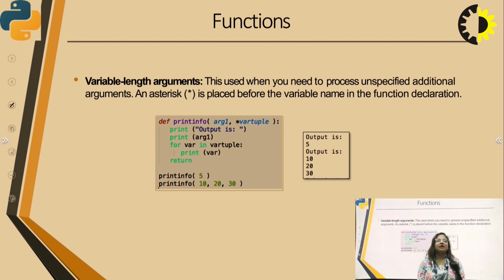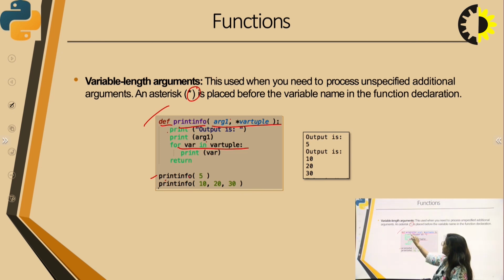Now, variable length arguments. This is used when you need to process unspecified additional arguments. The asterisk, which means star, is placed before the variable in a function declaration. The first one is the function declaration. Start with def, use the function name, and here I am using an argument and variables. This prints the first argument, then using a loop, I go through the variables and print them. So here we use print info.